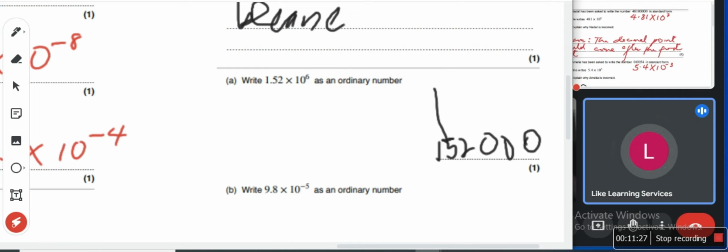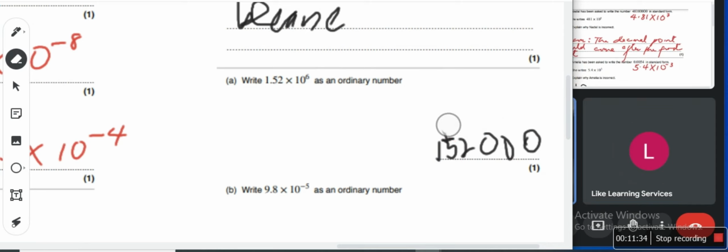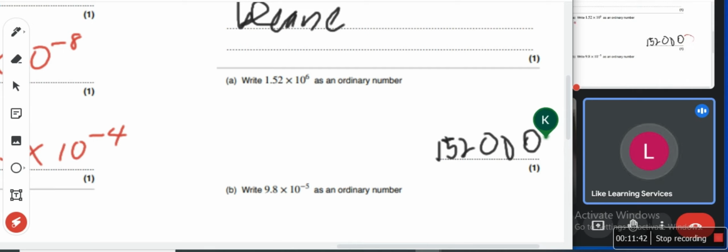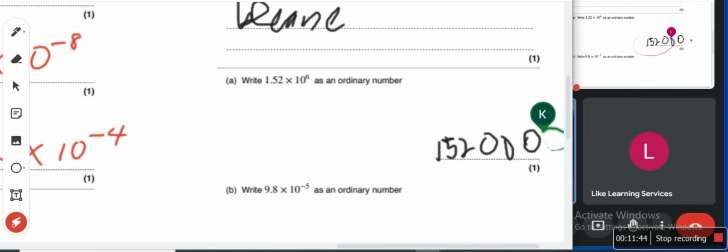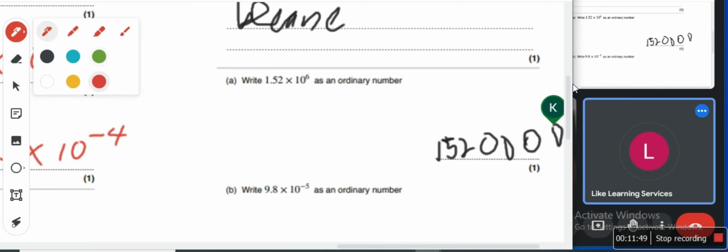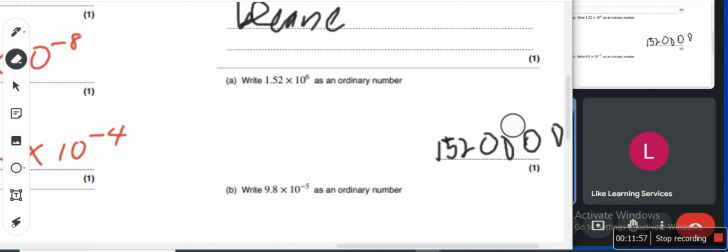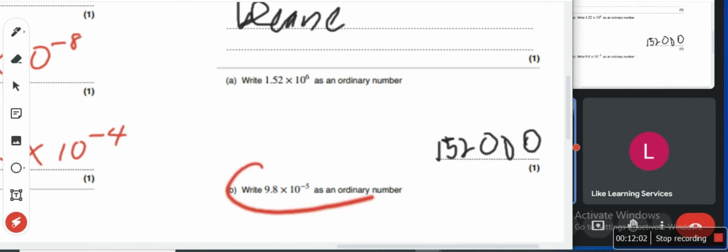Okay, are you sure this is correct as an ordinary number? You omitted 1 zero. Can you check? You didn't write this properly. You omitted 1 digit. There's another 0, right? Yeah. Okay. Write 9.8 times 7 to the power 5 as an ordinary number. This one, let's go.